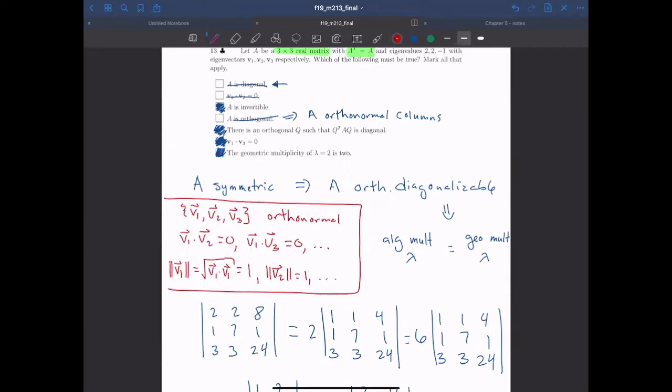So the ortho part tells you that they're orthogonal. They all meet at 90 degrees. The normal part tells you that they're all unit length. Is that all right, Maddie? Thank you. Yes, thank you.